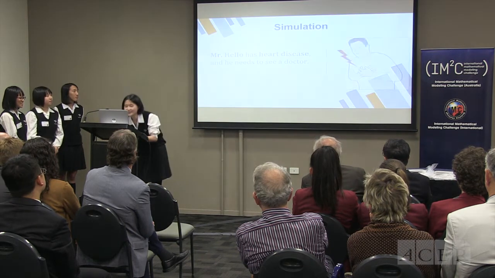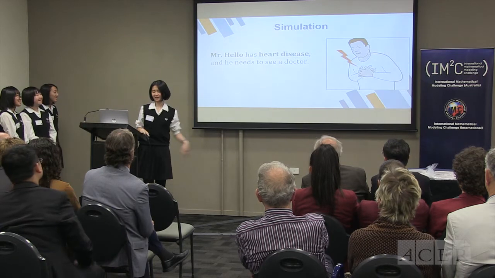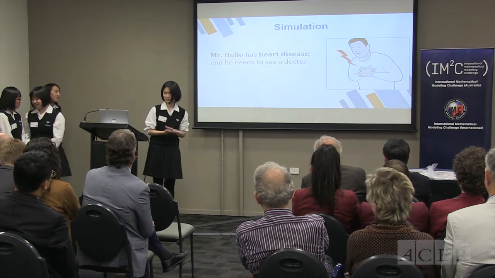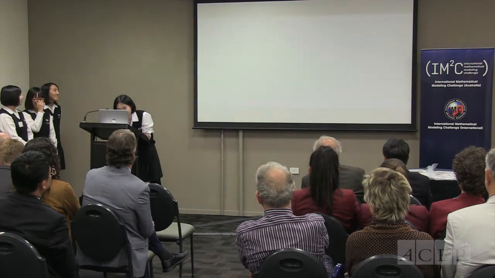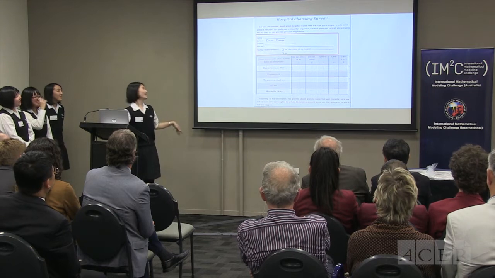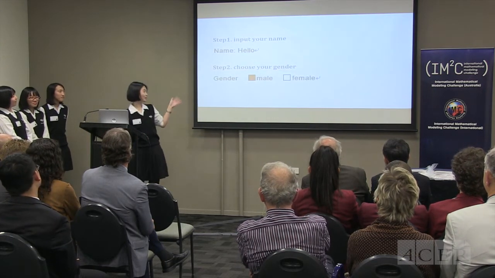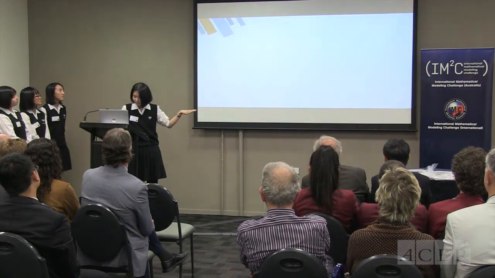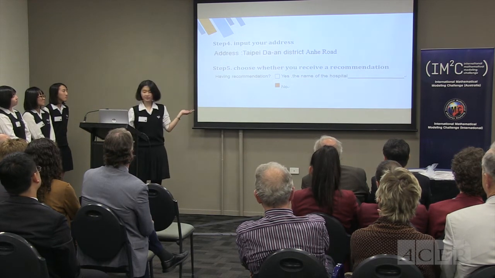Sorry. This is Mr. Hello, and he has heart disease. He wants to go to see the cardiologist, but how can we find hospitals which fit him? So we will give him our user-friendly memo. Okay, but how can he use it? Step one, he has to write down his name and his gender, the division he wants to go to, the address, and check the form whether he has received a recommendation.